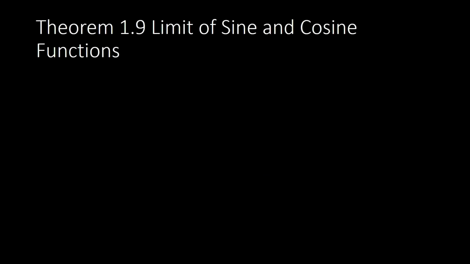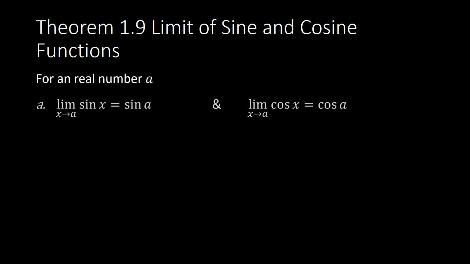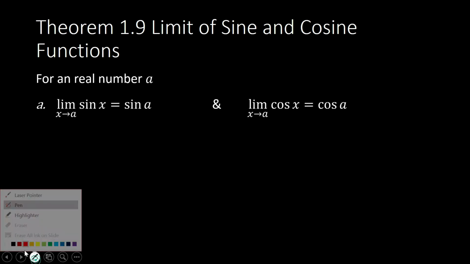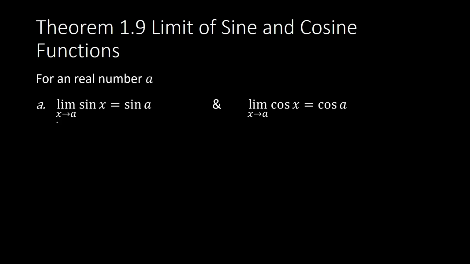Theorem 1.9, limit of sine and cosine functions. For any real number a, the limit of sine of x as x approaches a is equal to sine of a, and the limit of cosine of x as x approaches a is cosine of a. So this one looks easy because all you have to do is just directly evaluate your sine and cosine functions when x is equal to a.